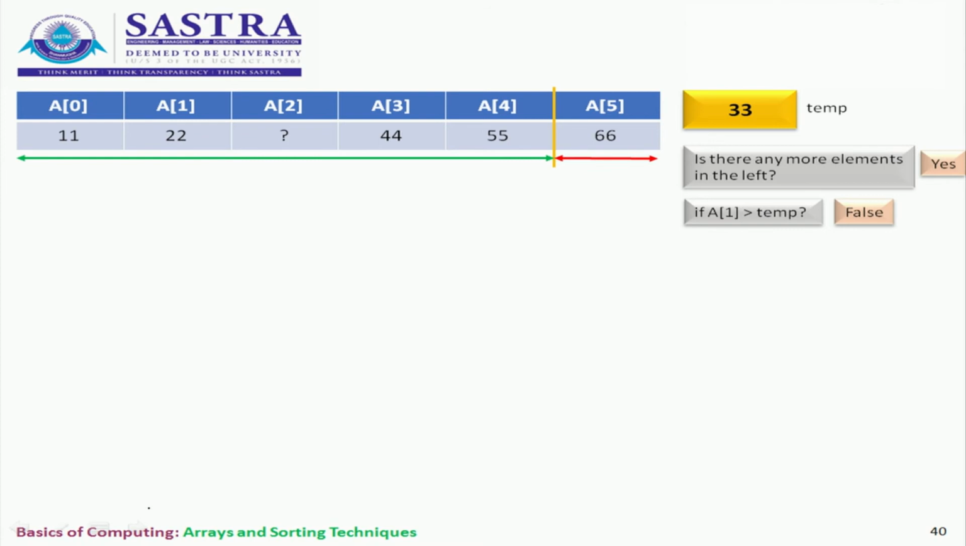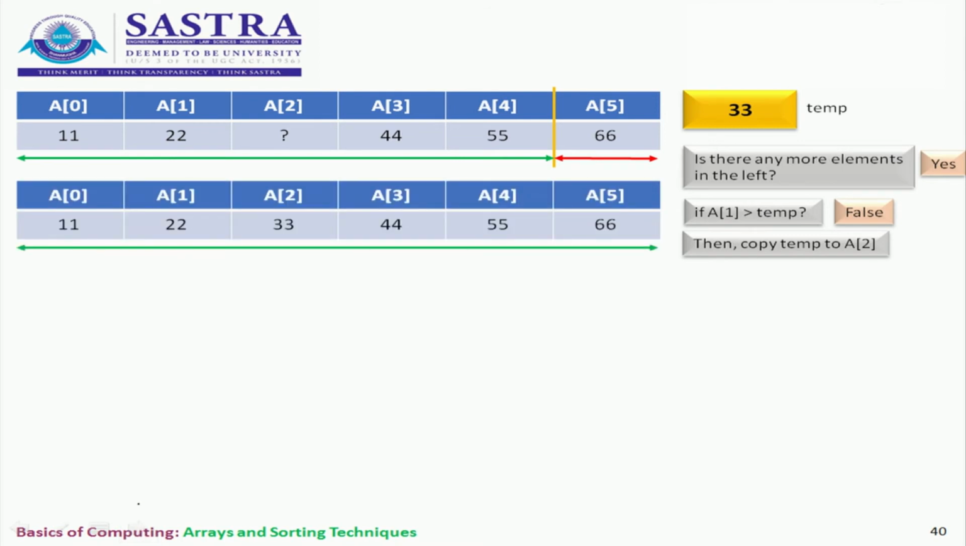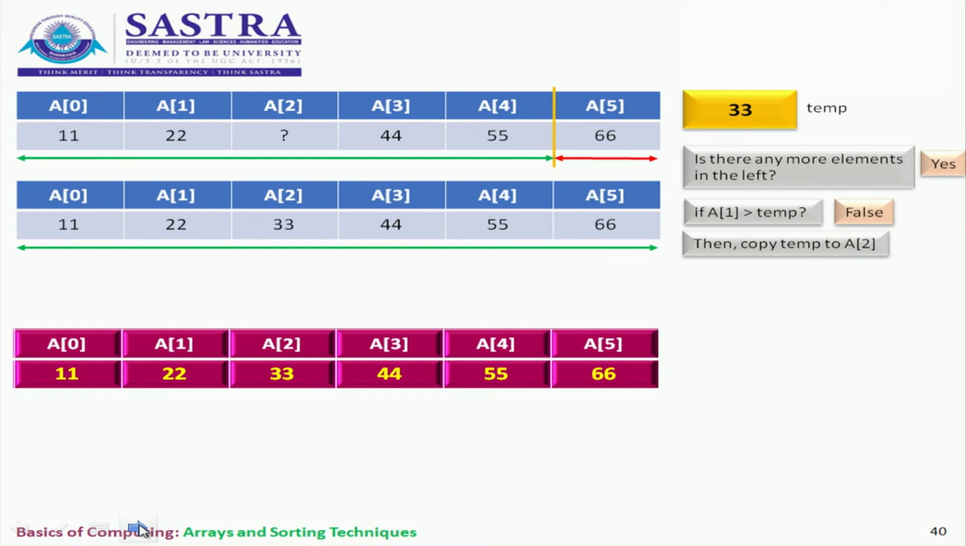So when it gives the false condition, we have to copy the temp to A of 2. So finally you will arrive at this. We should not proceed further because on the right-hand side, in the unsorted list, we have covered until length n minus 1. In the sorted sublist, we have processed till A of 0. So this is the termination point for your program. Once you complete this, we will get the final sorted array.